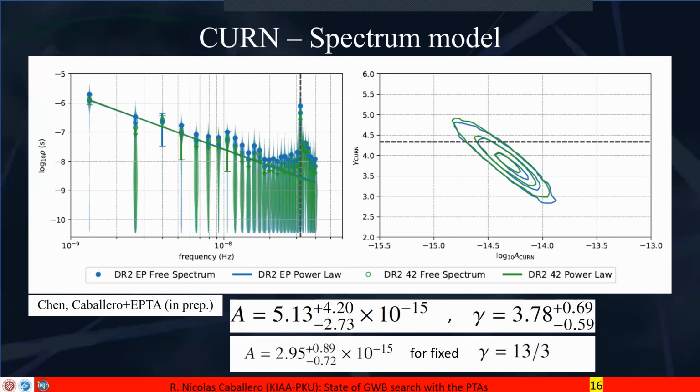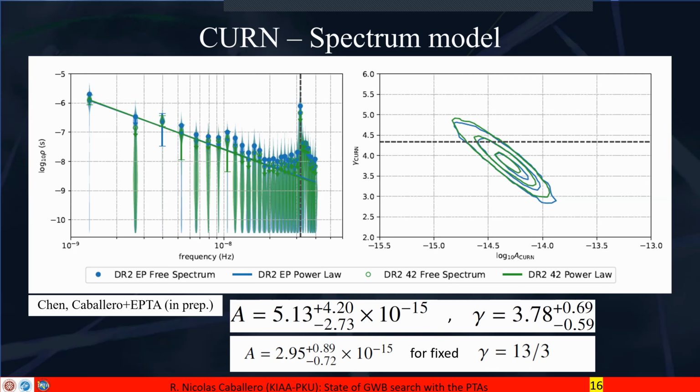Looking at the CURN case more specifically, to do some more investigations, we do the analysis assuming a common uncorrelated red noise with 2 independent codes, which you see here in blue and green, with almost perfect agreement. On the left, you see the spectrum of the spectral power calculated on a frequency bin by frequency bin basis. And on the right is the case where we assume a single power law using 30 frequency bins.